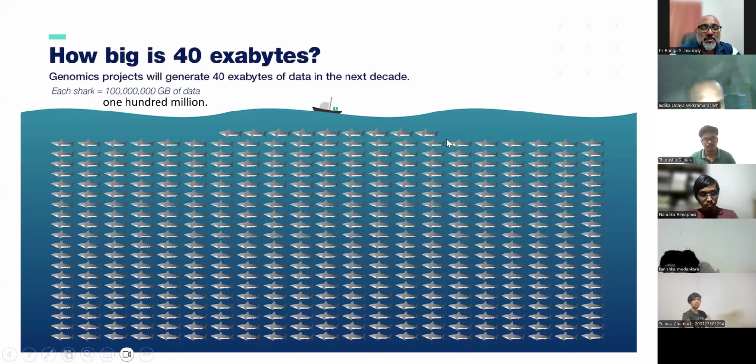You have different sharks. I got this picture from the internet, and each shark is about 100 million gigabytes, and you can calculate how many sharks are here. So this much data will be produced in the next 10 years or so, this is a prediction, right, in the genomic projects. This is genomic data only, right?